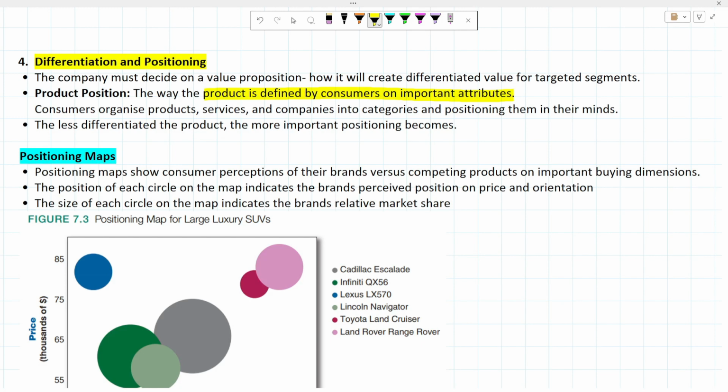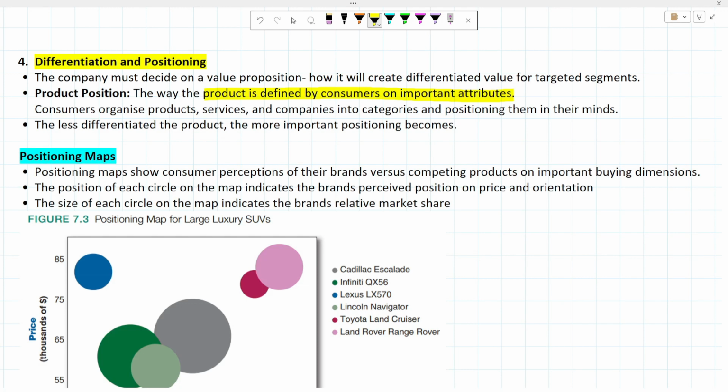So consumers organize products, services, and companies into categories and position them in their minds. So as you could see, if you have, let's say, car brands, we may think of BMW as a higher class type of car and a service, higher class service, than let's say something like Hyundai.